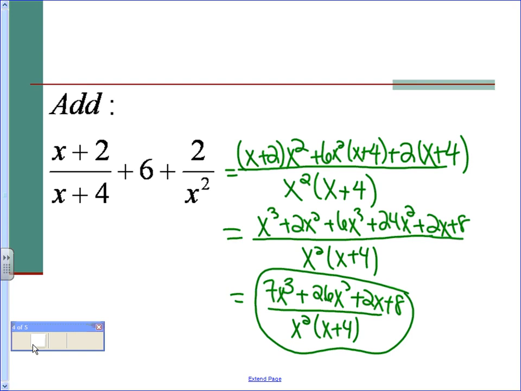Y'all see how these work? Any questions here? I mean, there could be no x squared term. You just want to put them in highest power to lowest power. Any other questions on this one? Yeah, you want to have them in the correct order.